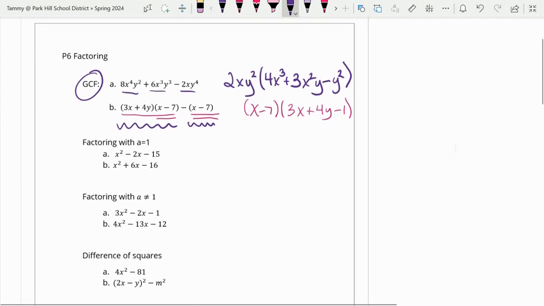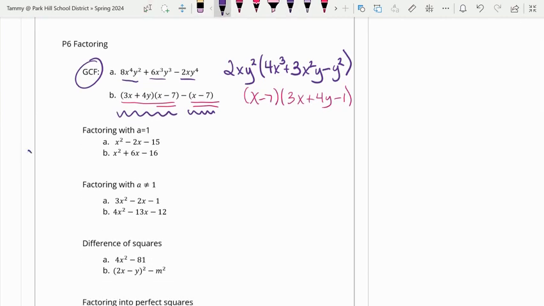All right, so when I'm factoring with a is just 1, meaning I have an ax squared plus bx plus c, when that leading coefficient is 1, I do the shortcut, and I look for 2 numbers that multiply to negative 15 and add to negative 2. So 2 numbers that multiply to negative 15 and add to negative 2 are negative 5 and positive 3.